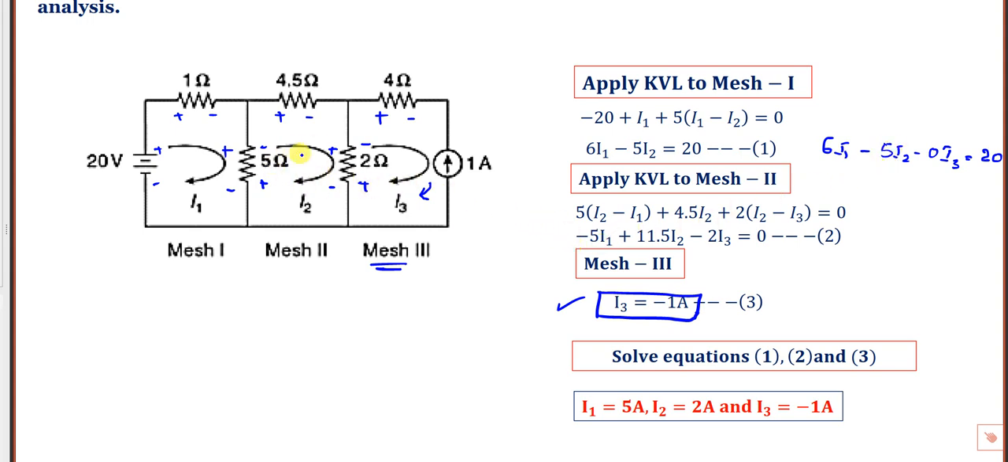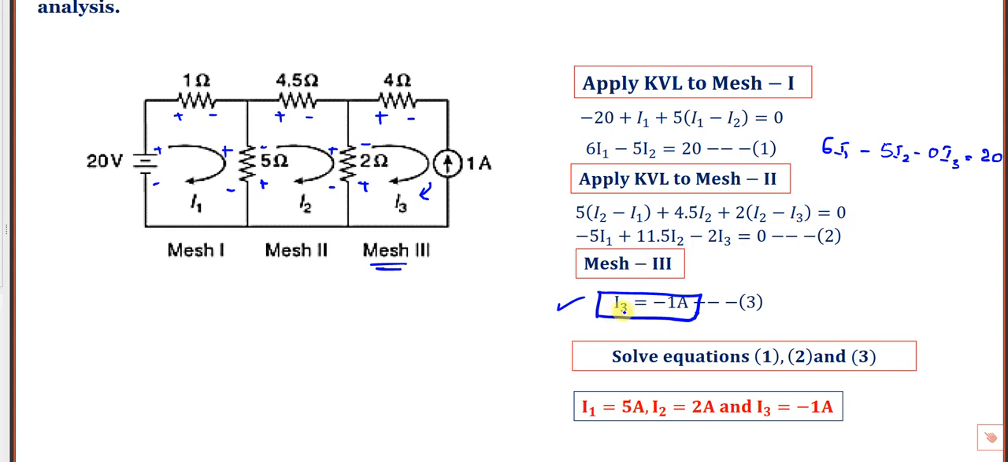Similarly, apply KVL for mesh 2. 5 (I2 minus I1), 4.5 I2 because at the edge there is only one current, and 2 (I2 minus I3) equal to 0. If you simplify, you will get this. Sum of resistance in mesh 2: 5 plus 2 is 7, plus 4.5 is 11.5 I2, positive. Common to 2 and 1 is minus 5. Common to 2 and 3 is minus 2. And that is equation number 2.